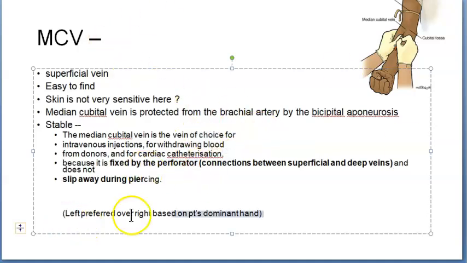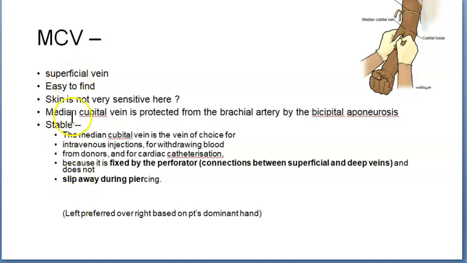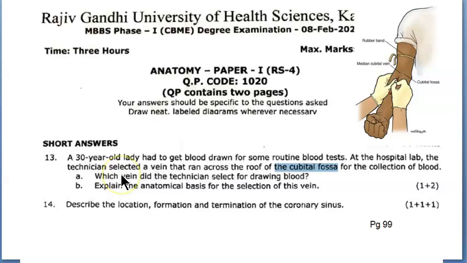And you can say that they will prefer the left over the right cubital fossa, because if the patient is using the right hand for doing things, you don't want them to feel uncomfortable by the piercing. That's all. So these are the reasons. They'll give you 2 marks if you write all these. So another PYQ completed, anatomy, upper limb. Bye bye.